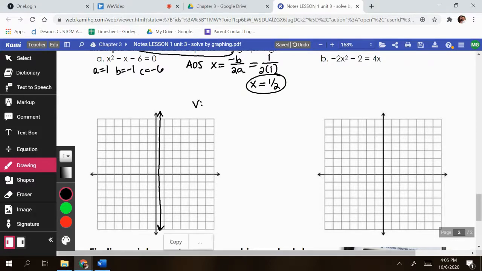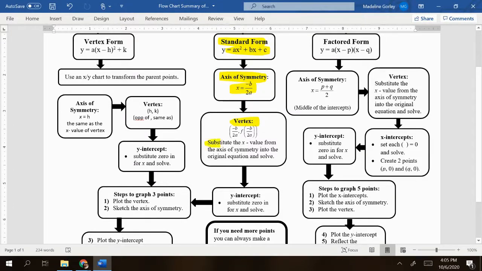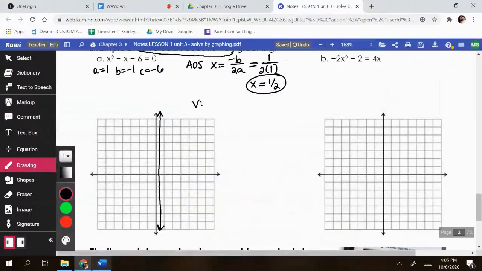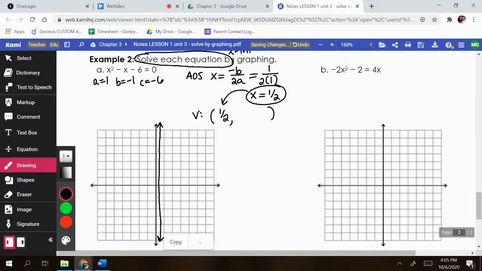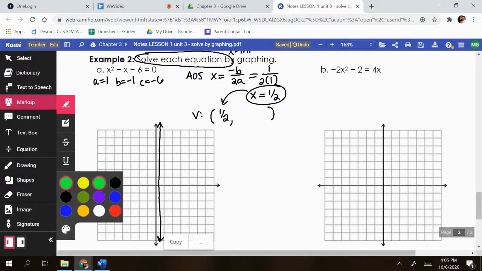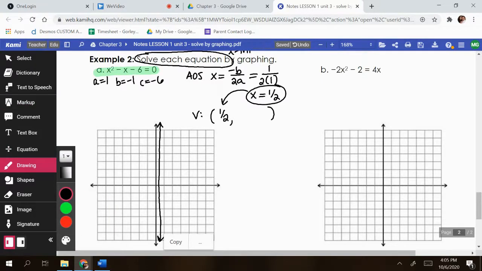Then to get my vertex, what do I need to do? I need to substitute the x value from the axis of symmetry into the original equation and solve. Okay, it's going to be -b over 2a, comma f of -b over 2a. So I know that my x value of my vertex is 1/2, and I just have to plug in 1/2 into my original function. So I'm using this function up here. So I'll get 1/2 squared minus 1/2 minus 6. And simplify. We'll get 1/4 minus 1/2 minus 6.